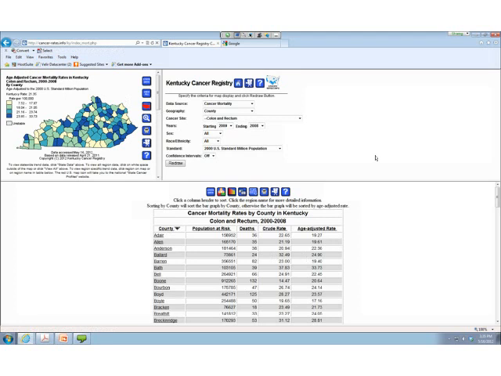So we know there's more information available. We want KentuckyHealthFacts.org to be the starting point. We know it won't necessarily be the ending point for you. But with that, this is the Kentucky Cancer Registry. You can Google Kentucky Cancer Registry to find it, or you can find it obviously from our webpage. But I'm going to go back to KentuckyHealthFacts.org so we can look at a few more options there.